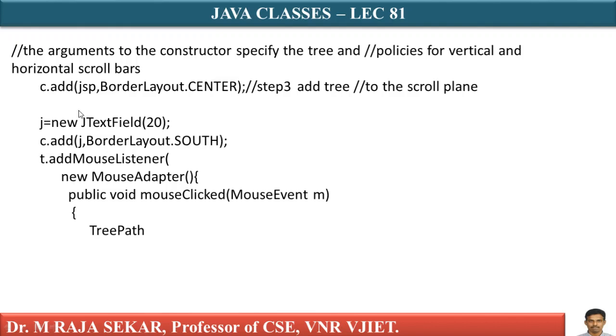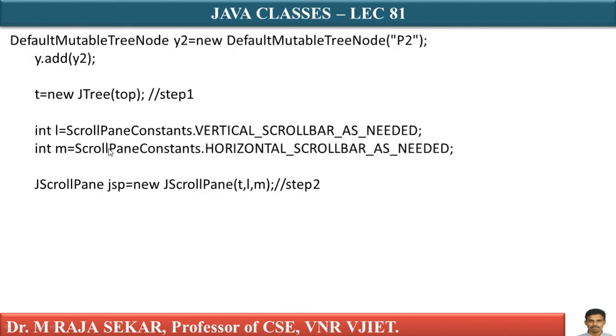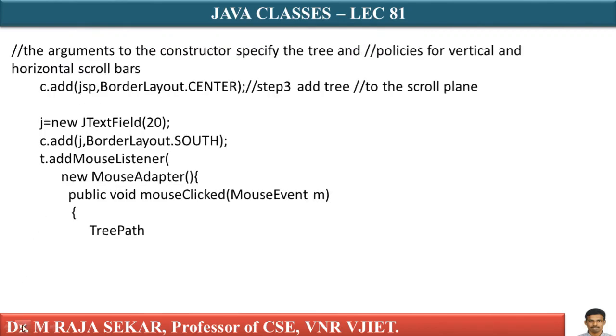Now what am I doing? C dot container pane, I already discussed in my previous lectures also. C dot add JSP. What is my JSP? The scroll pane JSP, in which I kept the tree also. Tree is tree, isn't it? Now I am adding border layout. We already know what border layout is. BorderLayout dot center means that the layout will be in the center. This is step 3.